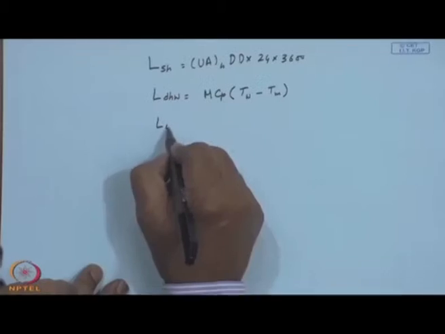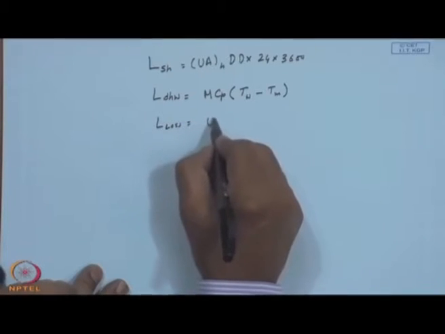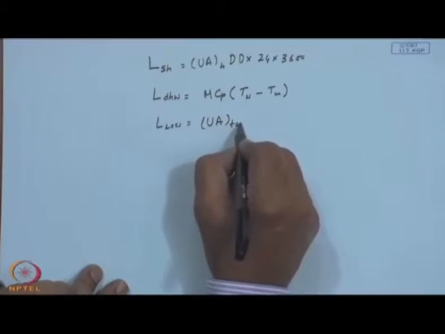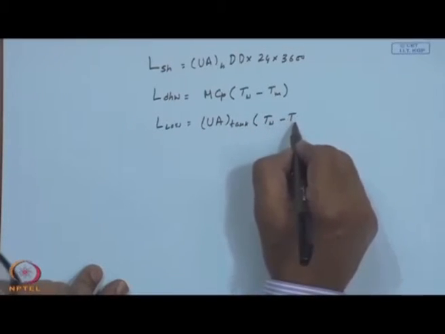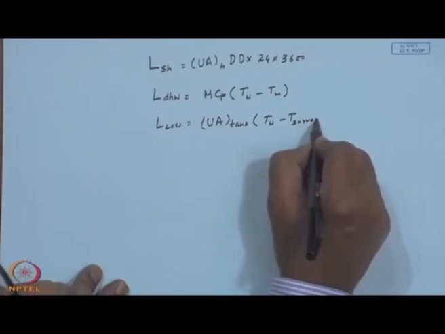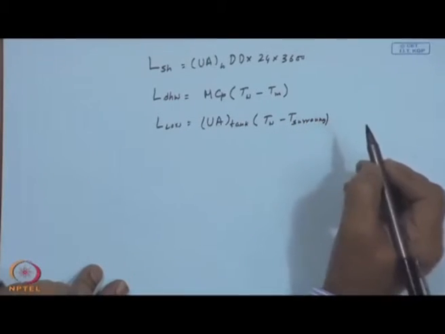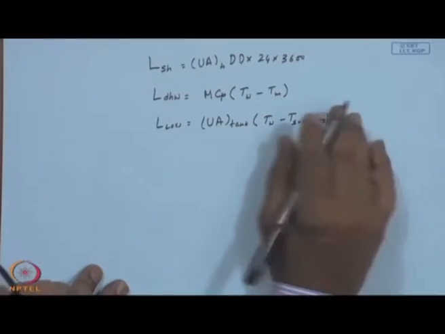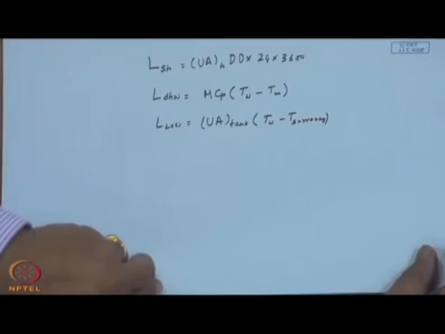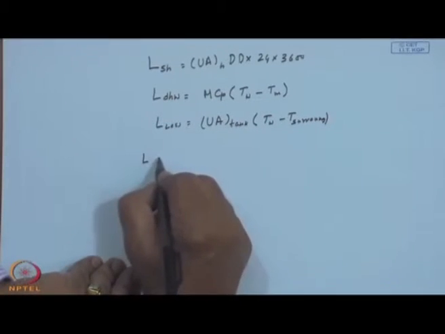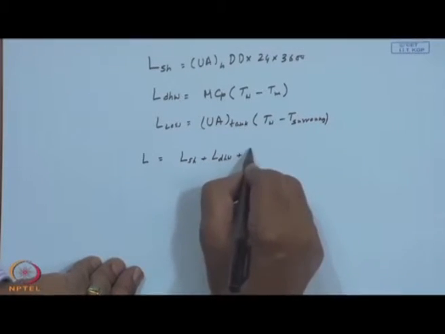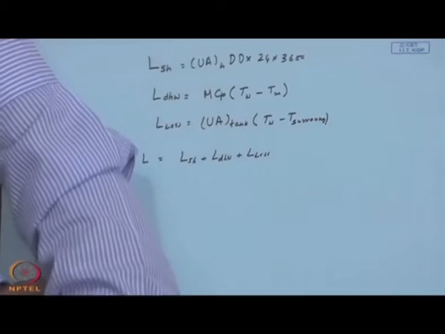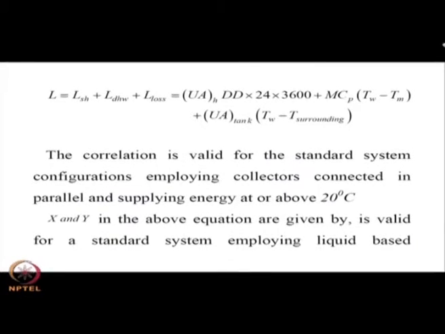And of course, L loss from the tank is based upon the UA of the tank, which you can either estimate or take from the manufacturer specifications. The temperature difference available for the losses will be T W minus T surrounding, which may be different from the ambient temperature. So, L will be L S H plus L D H W plus L loss. That is what we have written in detail, each term contained.